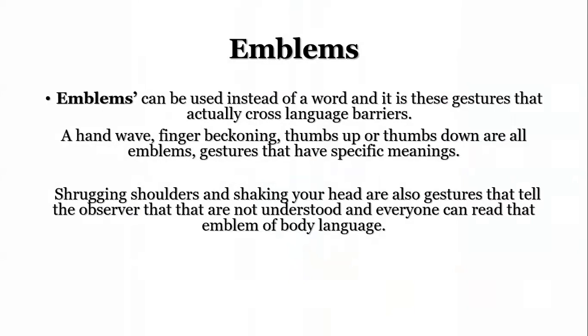A wave of a hand, you're speaking and you wave your hand, it means something. Even when you're not saying anything, it means something. Finger beckoning, come here, it means something. Thumbs up, thumbs down are all emblems, gestures that have specific meanings. Shrugging your shoulder, shaking your head are all gestures that tell the observer that you're not understood, and everyone can read that emblem of body language. So those signals, those things you do with beckoning, hand waving, thumbs up, thumbs down, they are all called emblems.